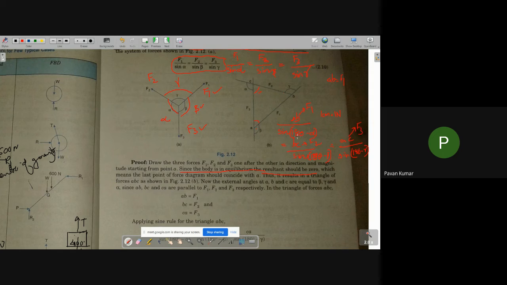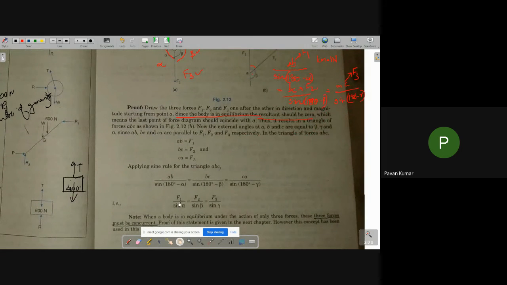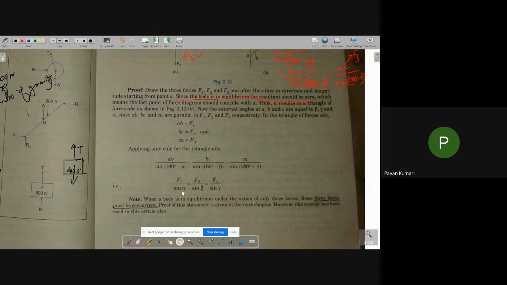And we know that sine 180 minus alpha is sine alpha, sine 180 minus beta becomes sine beta, and sine 180 minus gamma becomes sine gamma. So finally we get the proof as F1 by sine alpha equals F2 by sine beta equals F3 by sine gamma. So this is Lami's theorem.